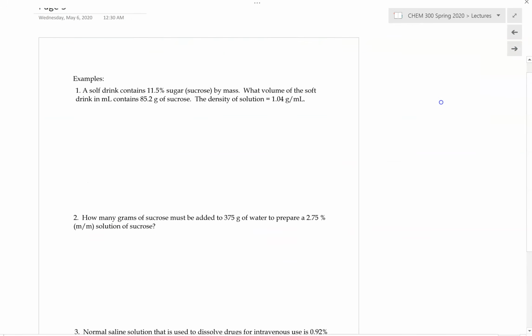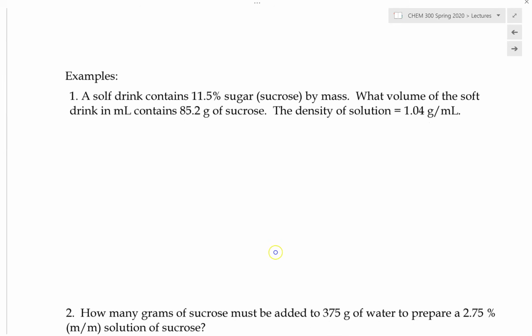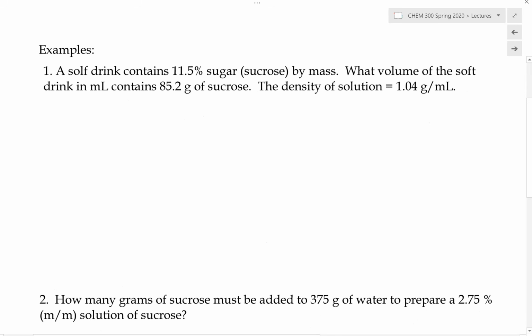And now let's try a few of these examples right here to make sure we know how to solve problems using dimensional analysis and understand how to use this percent concentration as a conversion factor. So here is the first problem. A soft drink contains 11.5% sugar by mass. What volume of the soft drink in milliliter would contain 85.2 grams of sucrose? And the density of the solution is 1.04 gram per milliliter. So how do we solve this problem right here?